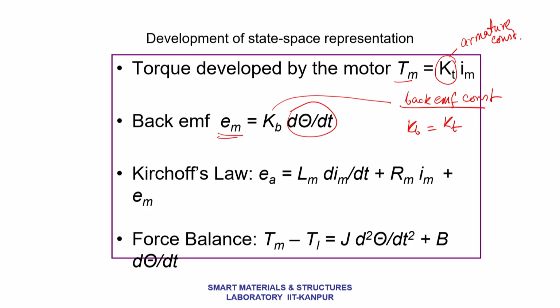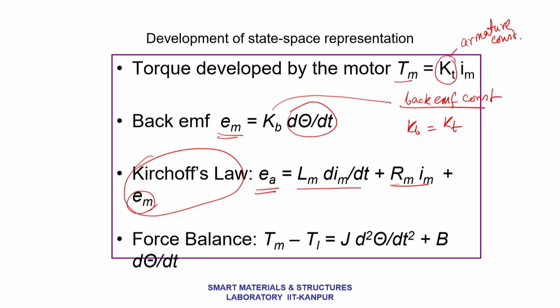Now, we need two equations of motion. One is for the electrical system, for which we can use Kirchhoff's law, in which we can say that EA, the voltage, equals the inductor part Lm dIm/dt, plus Rm Im, the resistor part or voltage drop, plus Em, the back EMF that is getting generated. That gives us the complete picture of the electrical equilibrium of the system.